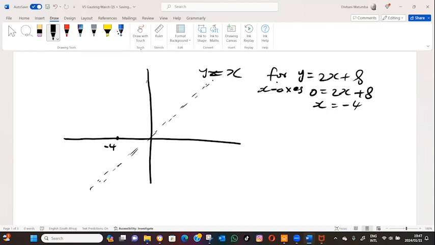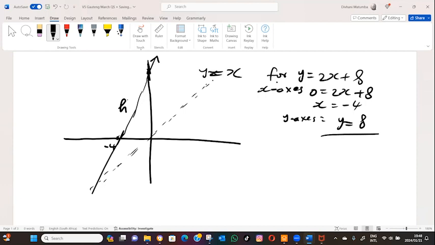And now the y-axis, when x equals 0, y equals 8. If you don't agree with me, raise your hand. So this is how the graph will look like. Now this is h.